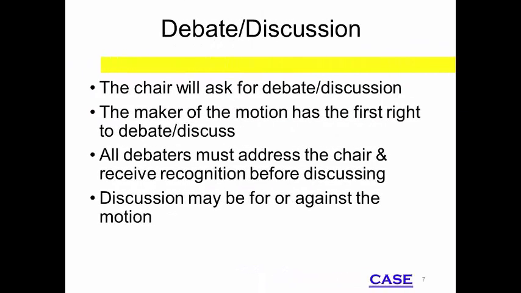Once a motion has received a second, debate is asked for. Sometimes everyone agrees with a motion. However, in most cases, there are people who are against the motion. Parliamentary procedures ensure that anyone who disagrees with or opposes the motion has the right to debate as well.